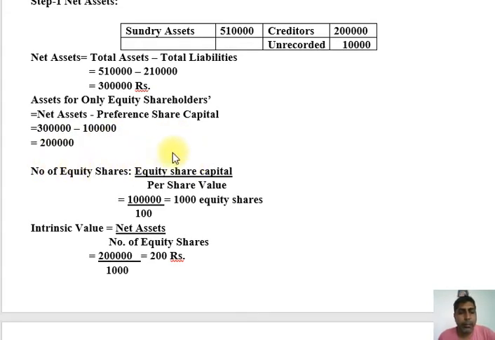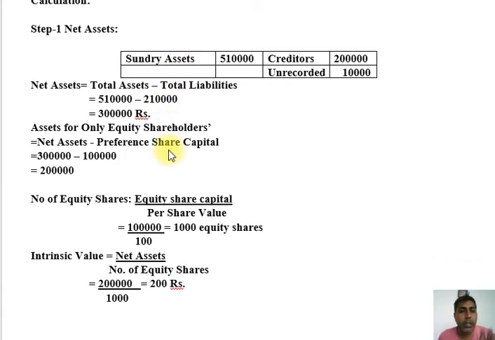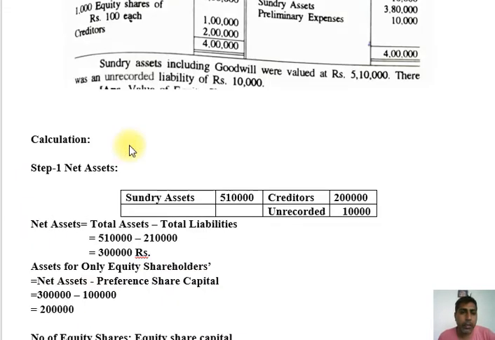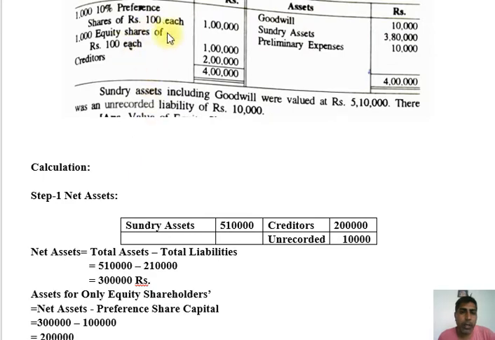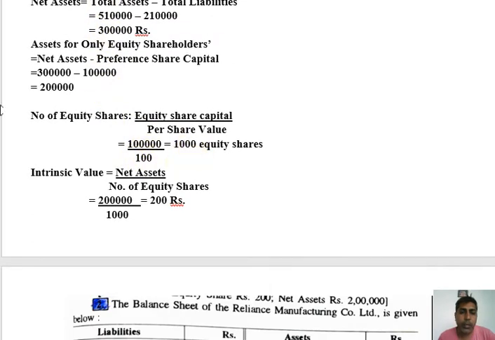Now we find out the number of equity shares. In this example, the number of equity shares is given, but in some examples the number of equity shares is not given. So how to find it, friends? I note down the equation: number of equity shares equals equity share capital divided by per share value. In this example, our equity share capital is 1 lakh and per share value is 100 rupees. So 1 lakh upon 100, that is 1000 equity shares.